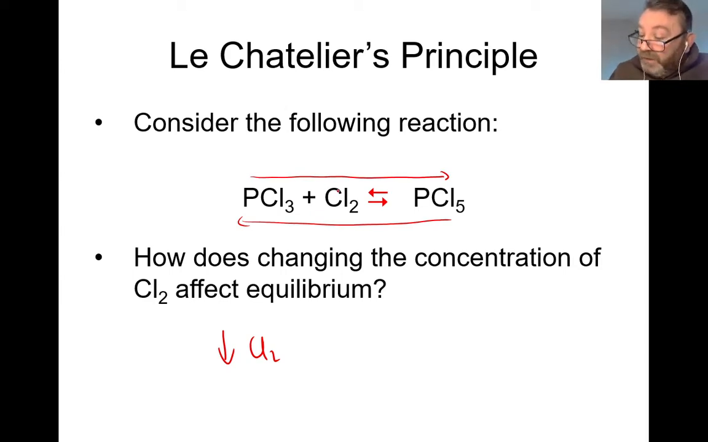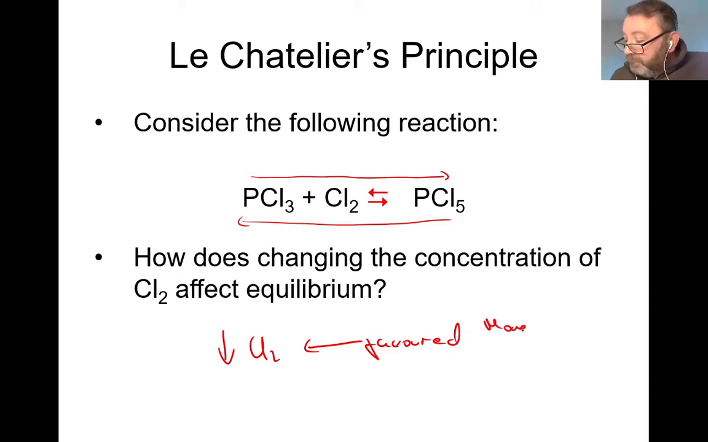So if I decrease the Cl2, what's going to happen? The backward reaction is favoured, meaning that equilibrium will move to the left-hand side, and that's what you actually state. Equilibrium will move to the left-hand side, meaning there will be more PCl3 and Cl2 present in the system.